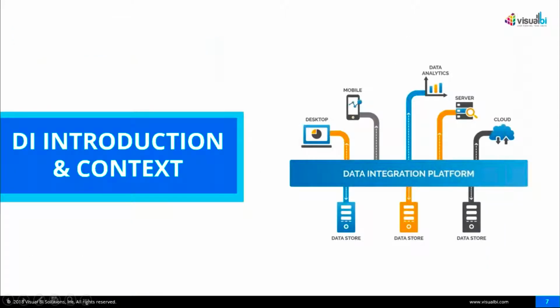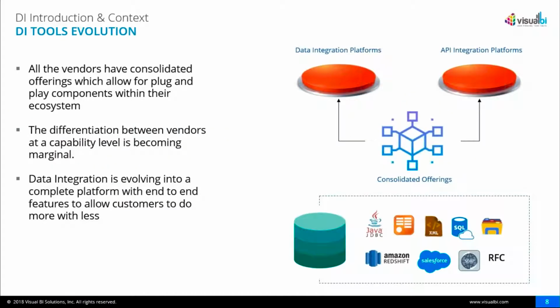The data integration introduction and context. So let's take a step back and see the evolution of DI tools. If you look at it, we had XML sources, there used to be flat files, and there was RFC based connection, Java JDBC based connection, and multiple systems were there which were offering data that needs to be integrated. Earlier, back in the days, programs or procedures used to be written separately to handle different types of integration needs, and it was brought into the target system.